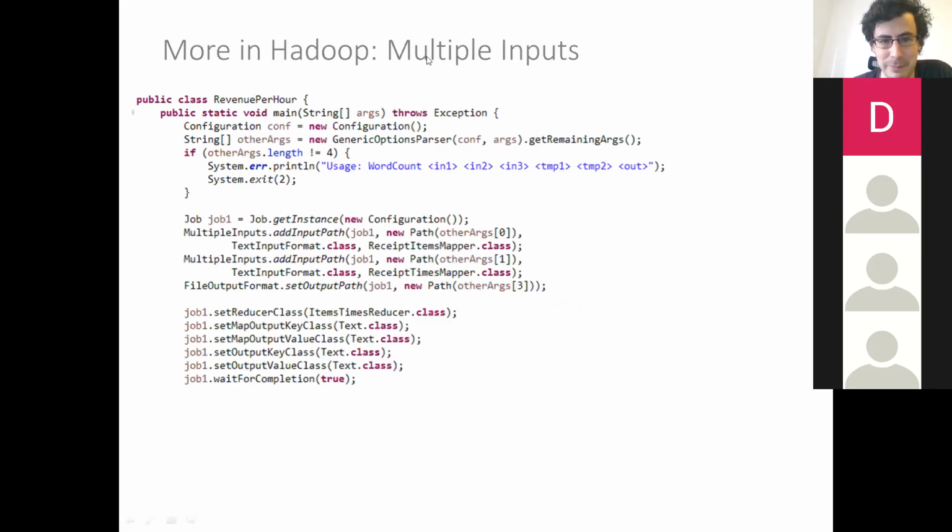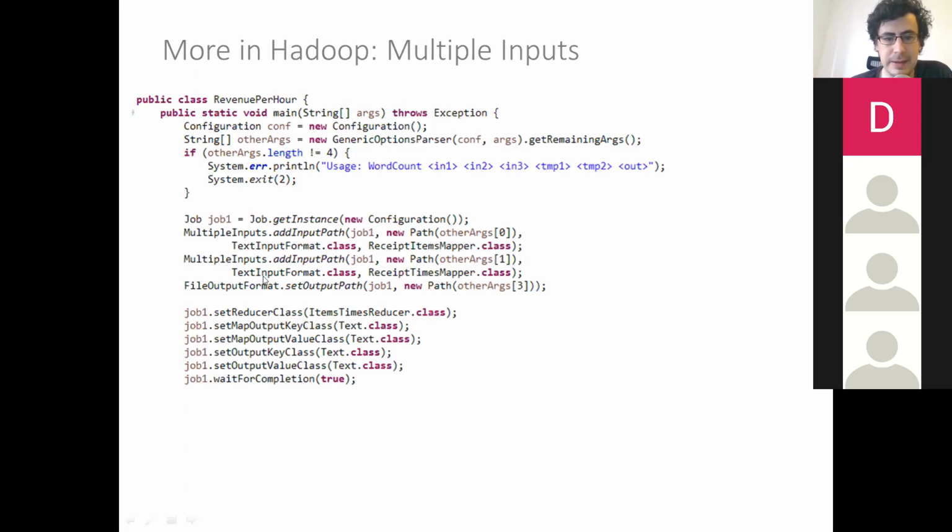What happens if you have multiple inputs? In the last example, we had one input and one output. So in this case, for example, if we have 3 inputs, 1, 2, 3, we can create multiple mappers. We can create multiple instances of the same mapper, or we can create different mappers for different input files. That's no problem. All we need to do is use this multiple inputs where we add the path, okay?